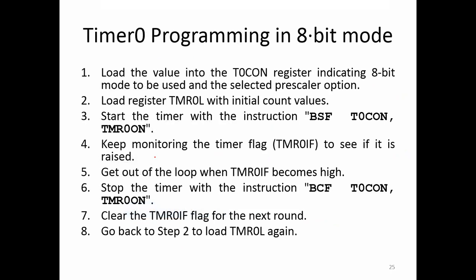Okay. So timer 0 programming in 8-bit mode. We have to load the value of timer 0 control. We have to load timer 0 low with the initial value that you need, and then we have to start the timer. This is the configuration. Then we have to keep monitoring the timer. Once the flag becomes high, we have to stop the timer. So bit clear 5, timer 0 control, timer 0 on. We have to clear the flag, and repeat the steps from 2 to 1 minute. Is this clear?